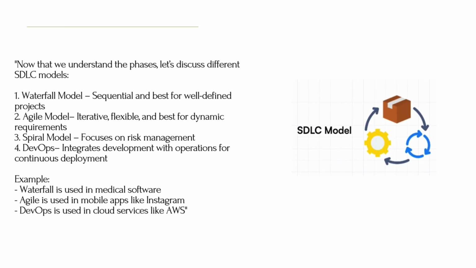SDLC models. Now that we understand the phases, let's discuss different SDLC models. First of all, the waterfall model. The waterfall model is sequential and best for well-defined projects. The agile model is iterative, flexible, and best for dynamic requirements. The spiral model focuses on risk management, and DevOps integrates development with operations for continuous deployment.